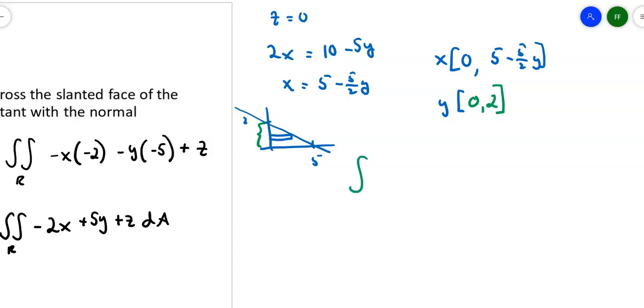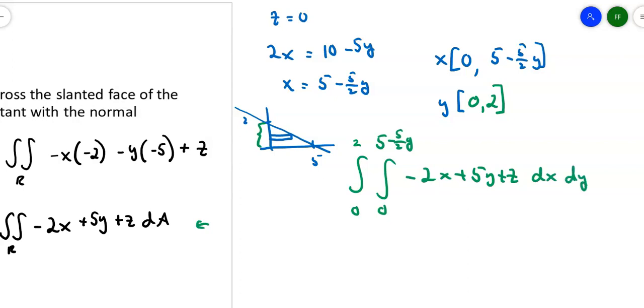And so I could set up my double integral. Y's go from 0 to 2. X's go from 0 to 5 minus 5 halves y for the function right here. Negative 2x plus 5y plus z dx dy. When I go to integrate the first piece with respect to x, before I do that, I should go in here and substitute the function for z. So I get negative 2x plus 5y.